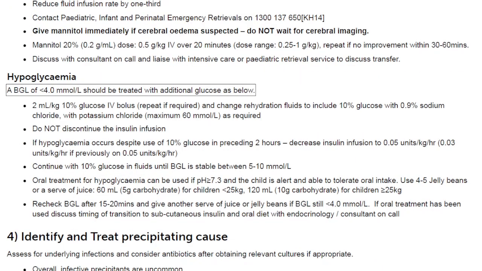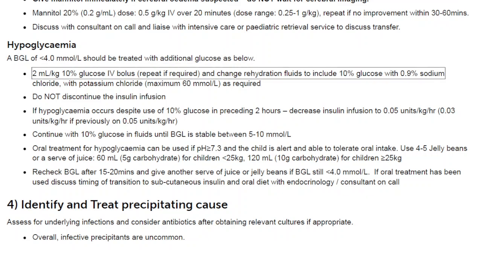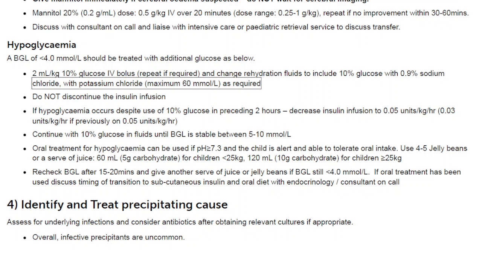Hypoglycemia. A BGL of less than 4.0 mmol/L should be treated with additional glucose as below. 2 ml/kg 10% glucose as a bolus, repeat if required, and change rehydration fluids to include 10% glucose with 0.9% sodium chloride, with potassium chloride, maximum 60 mmol/L, as required. Do not discontinue the insulin infusion.